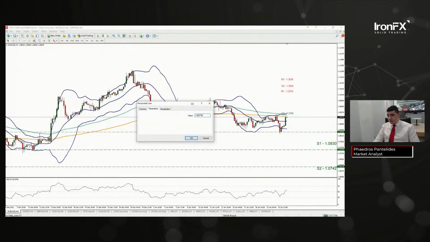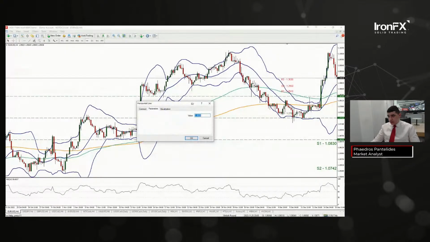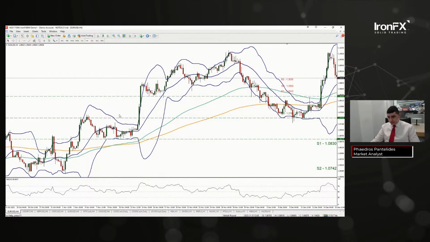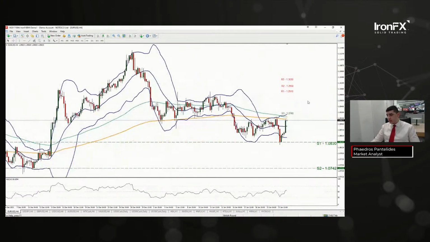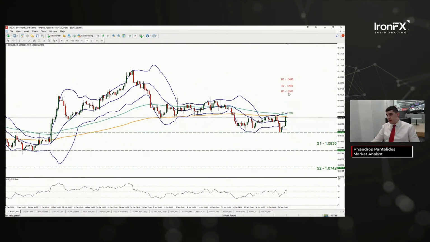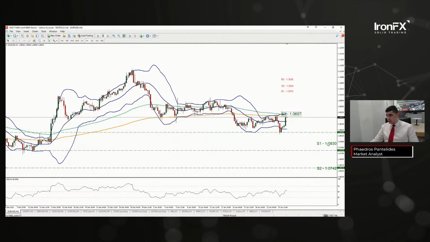So you have S3 at 1.0655. Let's go back and make sure that this is still valid, so I can validate our touches that we mentioned before. So those wicks. So we have S1, S2, and S3. 1.0657 for your S3. So we have placed our support levels.